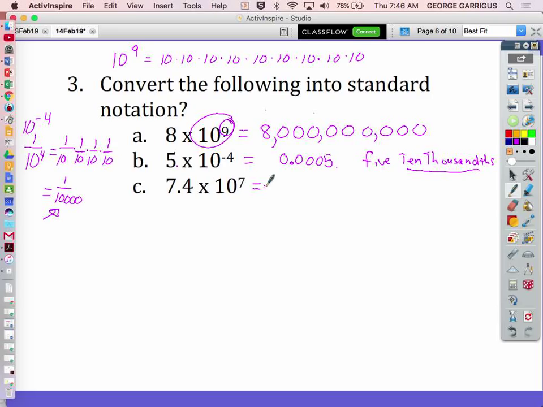Now it's a little easier with the positive. We're going to move this decimal point to the right to make a much larger number. We're multiplying by 10 times 10 times 10 times 10 times 10 times 10 times 10. So we have 7 and a 4. Now that's moved the decimal spot 1 time. We need to move it 6 more times. 1, 2, 3, 4, 5, 6. Put some commas in there. And it's 74 million.